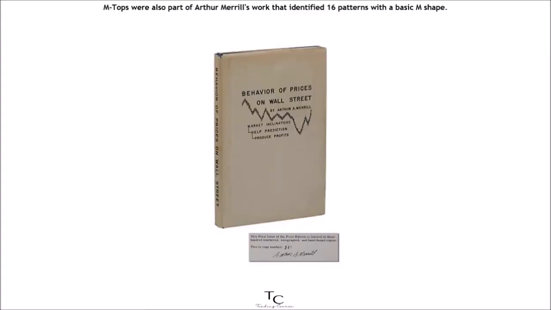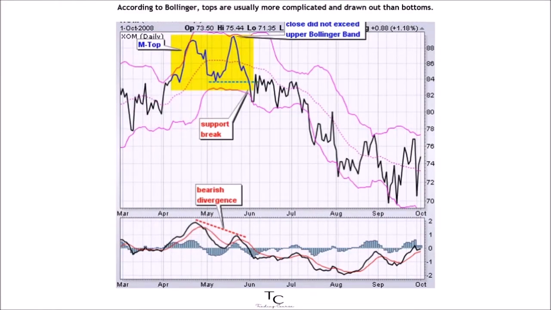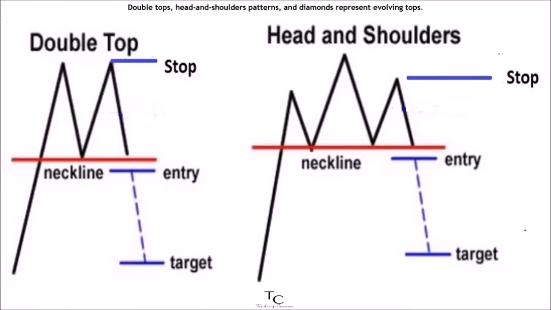M-tops were also part of Arthur Merrill's work that identified 16 patterns with a basic M shape. Bollinger uses these various M patterns with Bollinger Bands to identify M-tops, which are essentially the opposite of W bottoms. According to Bollinger, tops are usually more complicated and drawn out than bottoms. Double tops, head and shoulders patterns, and diamonds represent evolving tops.